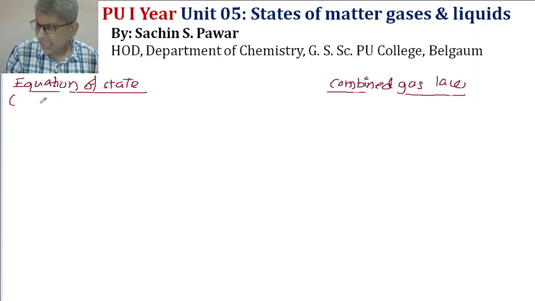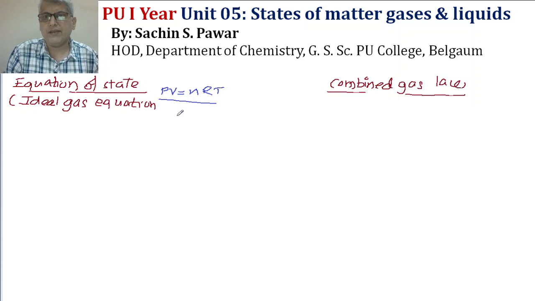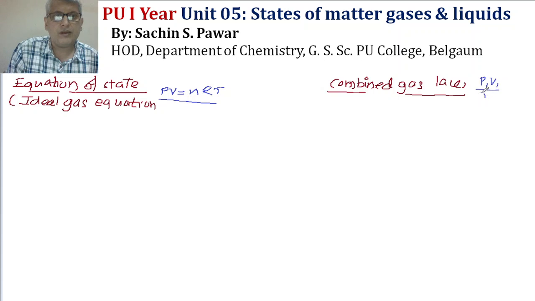Equation of state is also called as ideal gas equation. Let me write the equation itself. The equation which right now is available as PV is equal to nRT, where pressure, volume, number of moles of gas, R is constant, T is temperature, are correlated by one equation. This is called ideal gas equation or equation of state. Combined gas law correlates two conditions of different pressure, volume and temperature, and that is P1 V1 upon T1 is equal to P2 V2 upon T2.